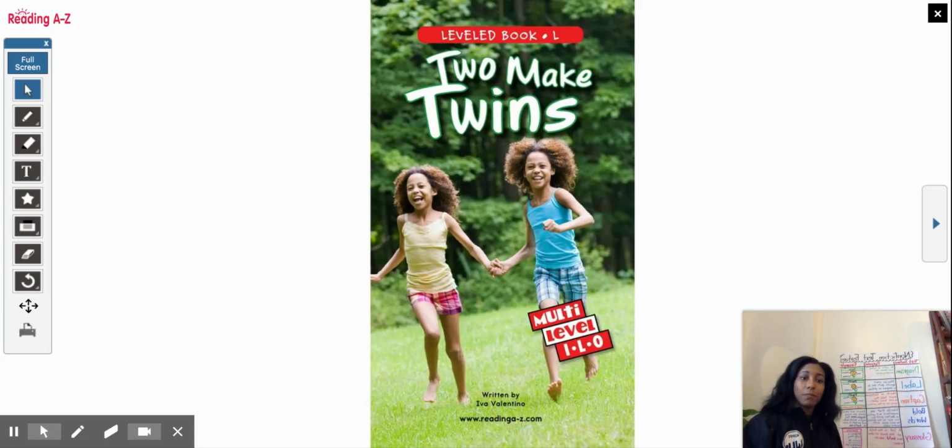Today when we read, we're going to be introducing two new text features. We're going to be talking about bold words and the glossary. Now, friends, bold words are important because when we see a bold word, we know that we can find that word in our glossary. The glossary is where you can find the definitions of words.